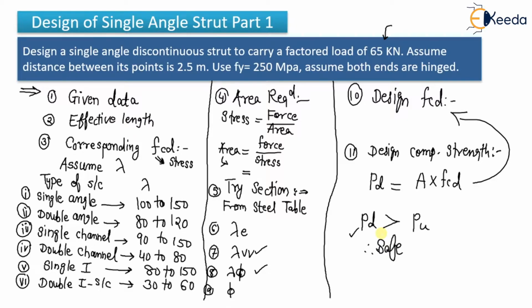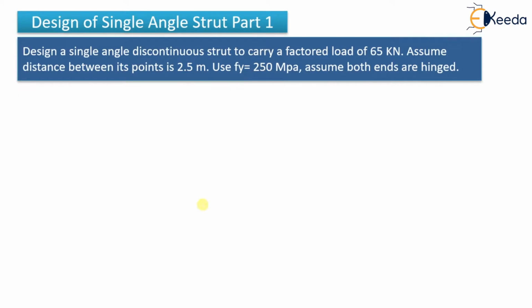So what we will do, you just write down all these steps on a paper, and then we will start solving this numerical, so that in one numerical you will understand all the concepts related to the design of a single angle discontinuous strut. You can pause the video and write down all the steps required for going up to the final step, calculating the design compressive strength. So let's start with the numerical now. I have given you all the steps. Now let's start solving the numerical one by one.